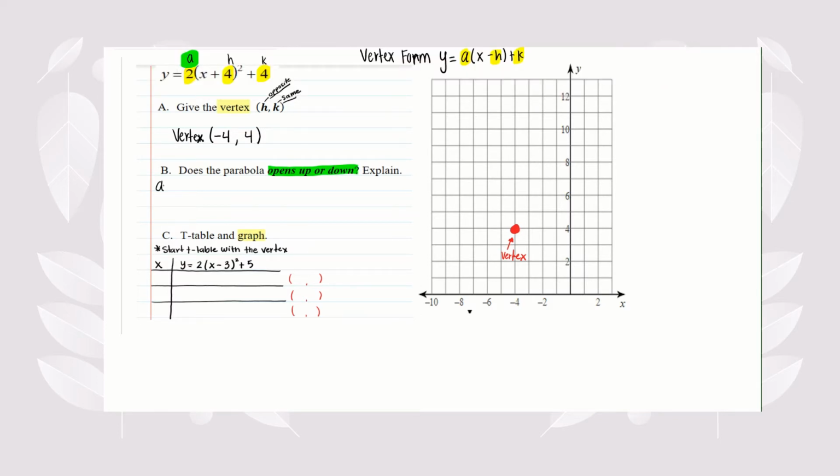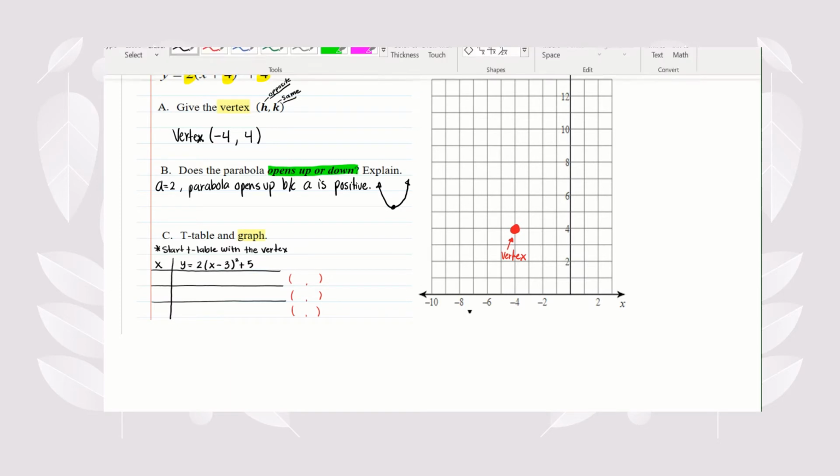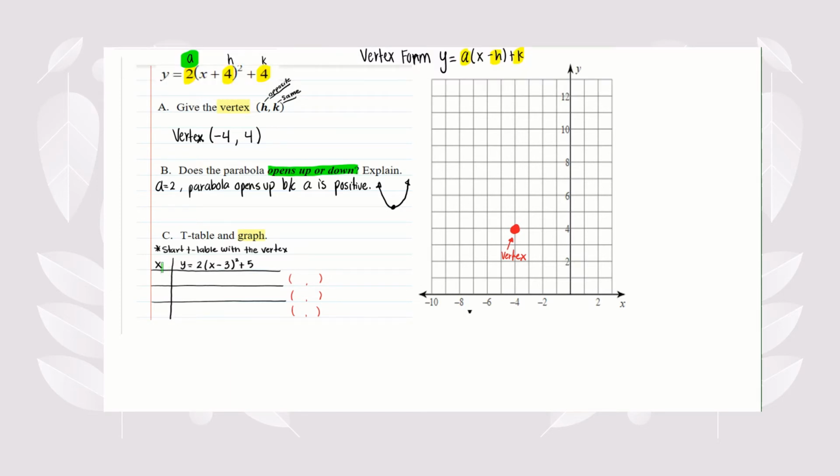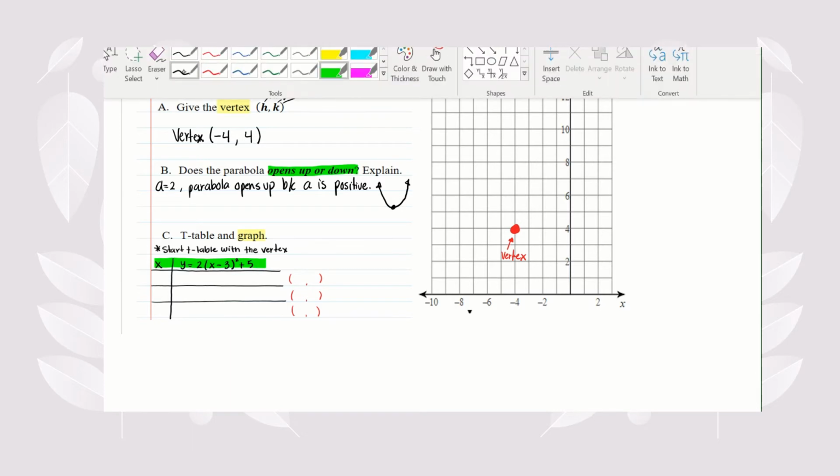A is the first number that you see outside the parentheses. So A is positive 2. Since A is positive 2, the parabola is going to open up. So anytime A is a positive value, it will open up. Your parabola will look like a U, where the vertex is the lowest point. So the point that we plotted on the graph is the lowest point.